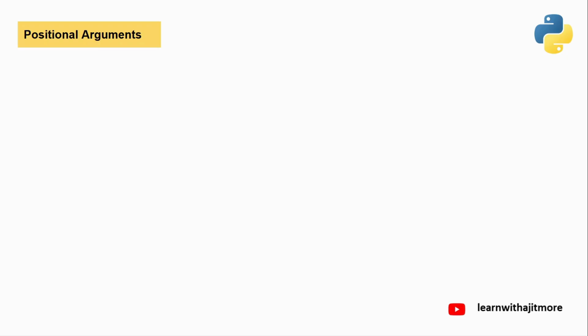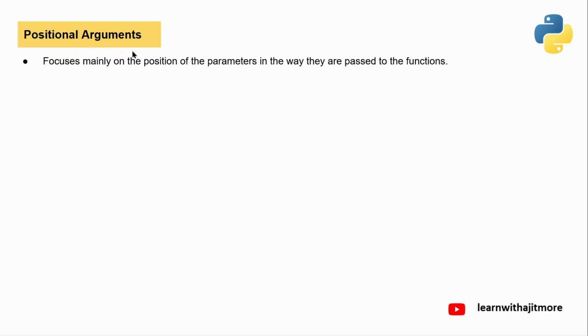Like two times I'm calling the same function, with the same number of arguments and the same values, only the order is changed, meaning the position is changed. In both cases, you may get different results. Though the arguments are the same, only the position changed and the result changed. Understanding? Clear? So it focuses mainly on the position of the parameter in the way they are passed to the functions. Here the importance is given to position.